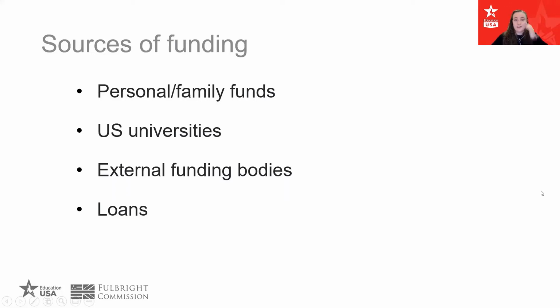Okay, so I'm now going to go over some of the main sources of funding that international students can access usually in the US, and of which there are 4. First and foremost is personal and family funds. US universities will expect families to prioritize a student's education and invest into that education.